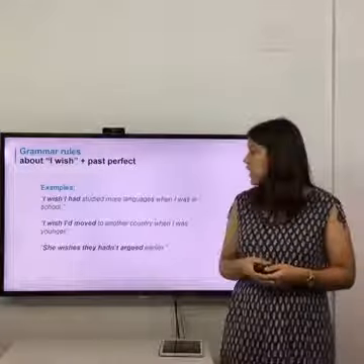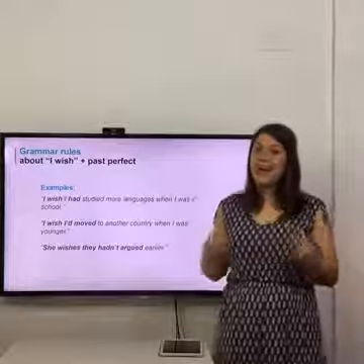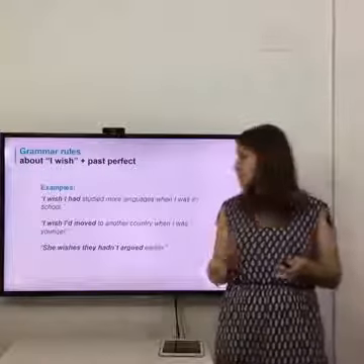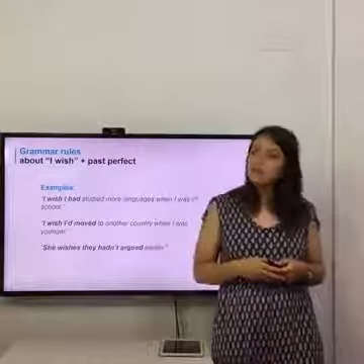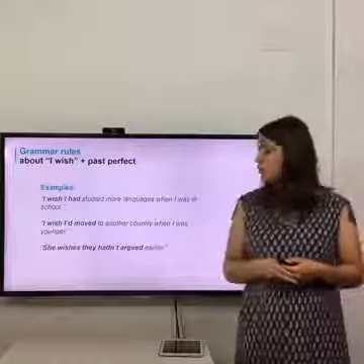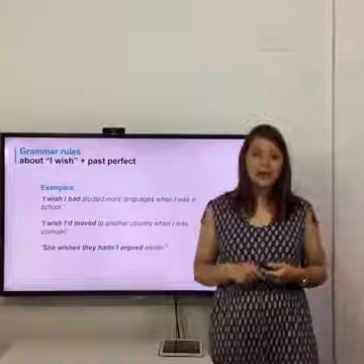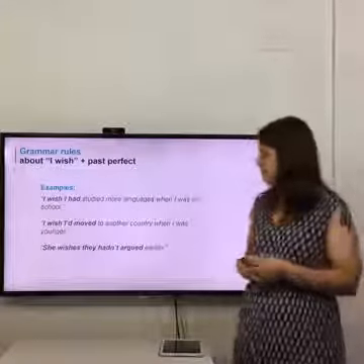I wish I'd moved to another country when I was younger. So here the I had is in the contracted form, I'd. I wish I'd moved. Okay? She wishes they hadn't argued earlier. So again, you can use the negative as well. Had not becomes hadn't.